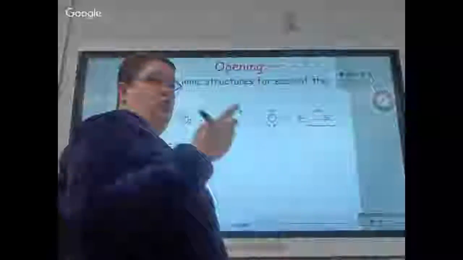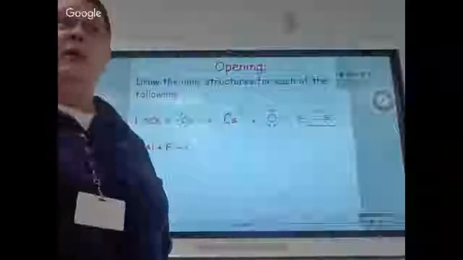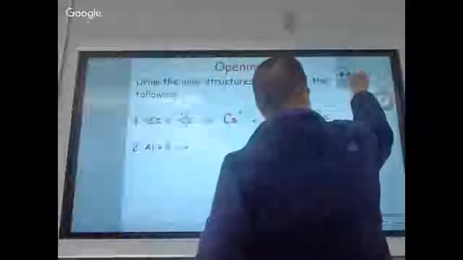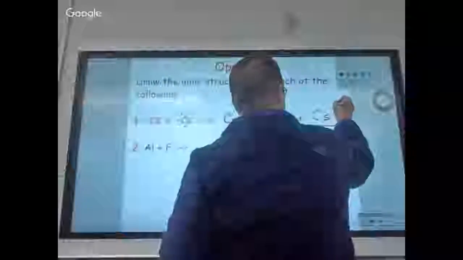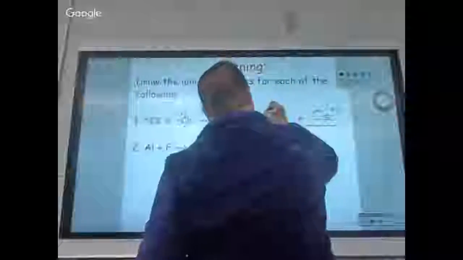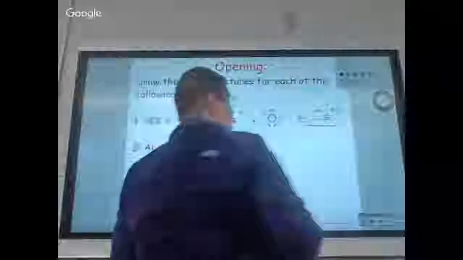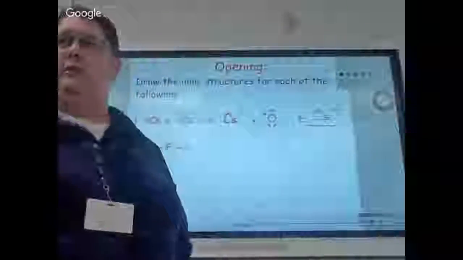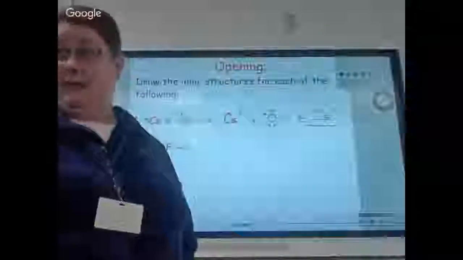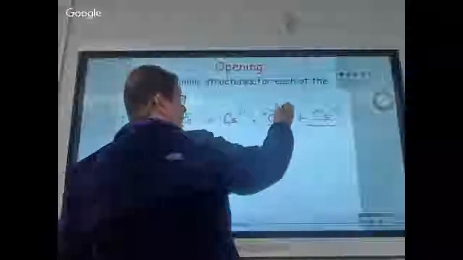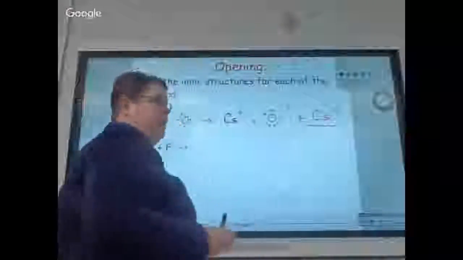Because CS is going to do what with its electron? Give it away. So we're going to add a CS that's going to say, I'm giving my electron away. It's giving it to O. And now O has gained how many electrons? 2. So it has its 8, but it's gained 2 extras. So now it has a -2 charge because it's gained 2.